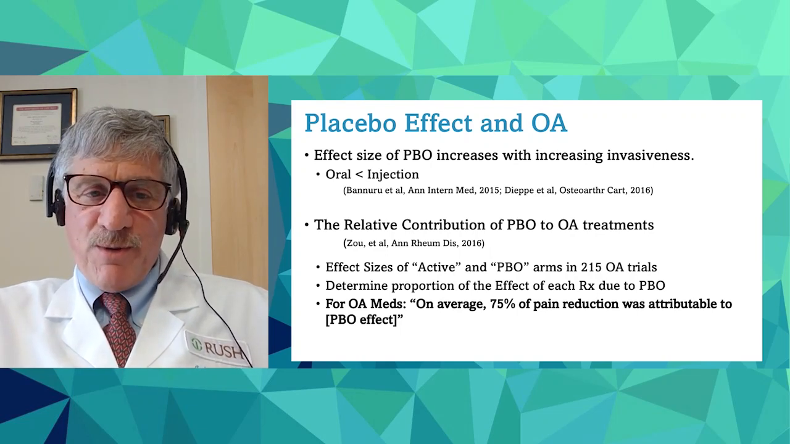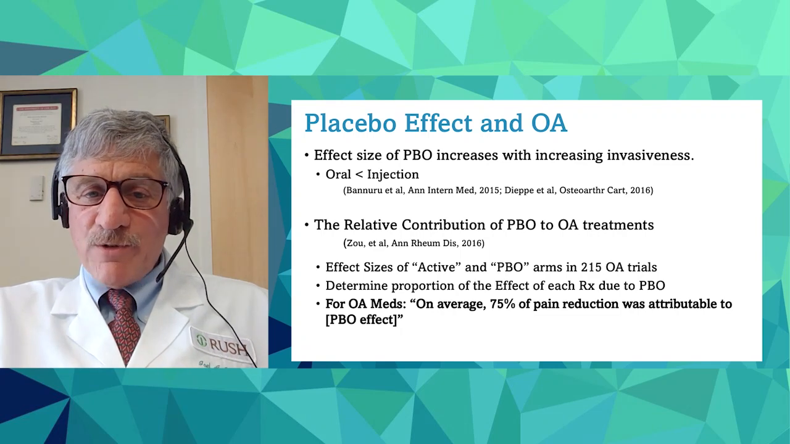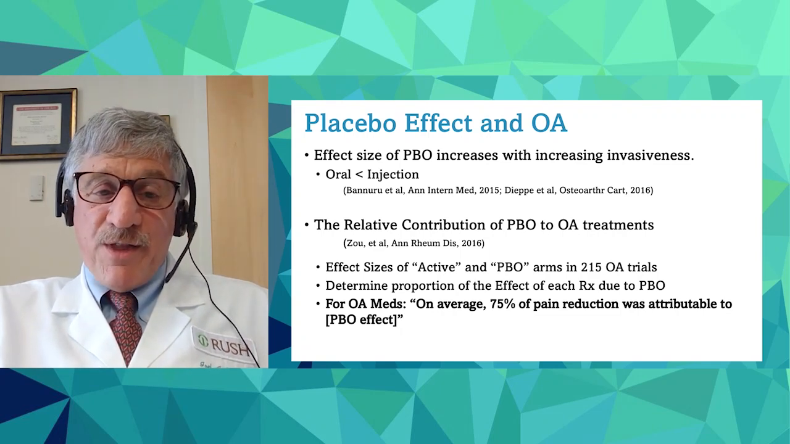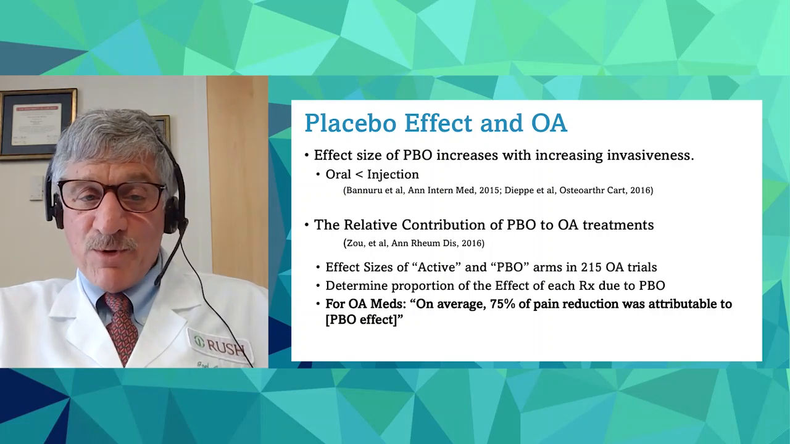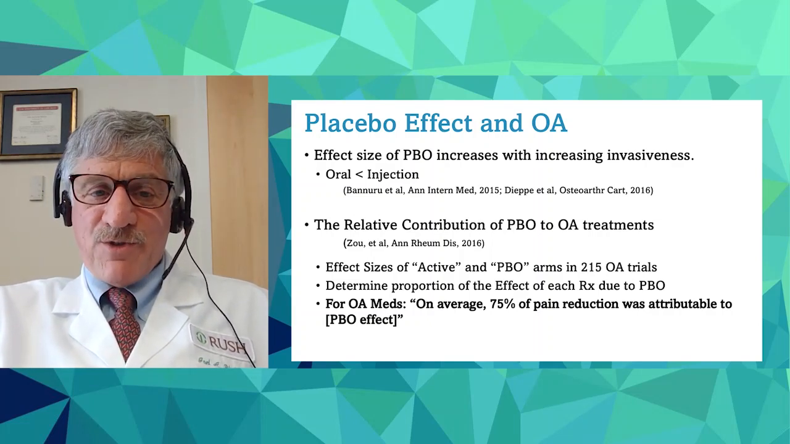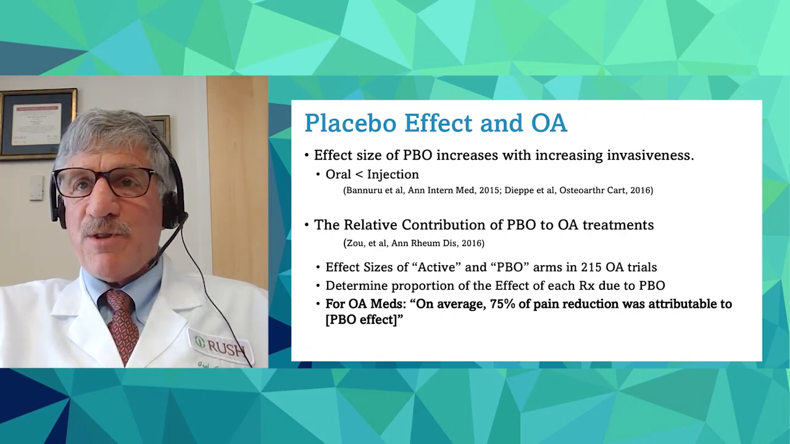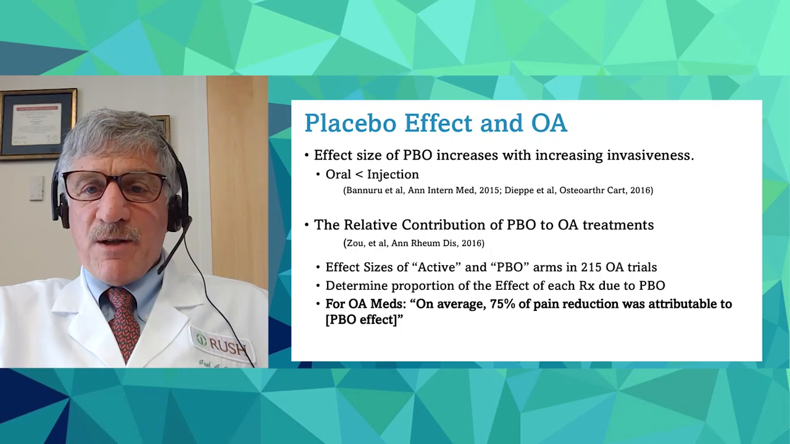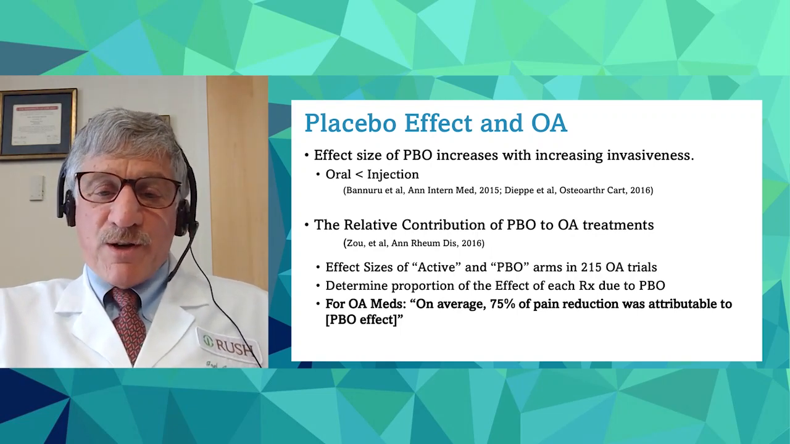Now, several years ago, Zhu and colleagues actually calculated the relative contribution that placebo gives us to our OA treatments. They looked at the effect sizes of the active and placebo arms in 215 OA trials. They determined the proportion of the effect of each treatment that was due to the placebo arm. And what they concluded is that for all of our OA medicines, on average, 3/4 of the pain reduction is attributable to the placebo effect. It's really an important part of the treatment we're giving, and it also colors what our feeling is about some of our therapeutics.